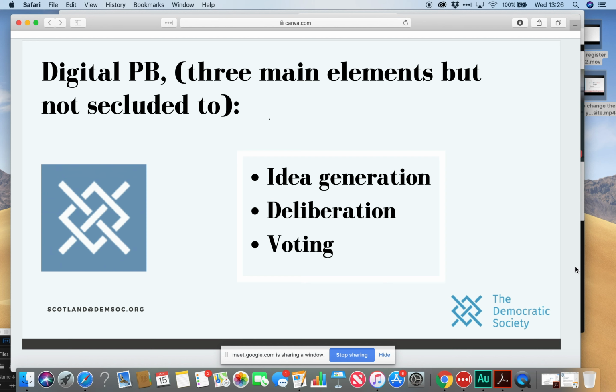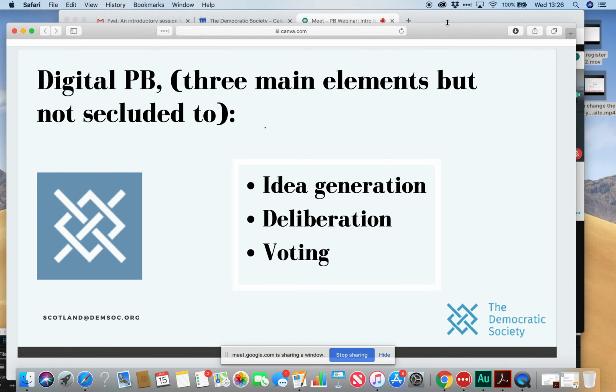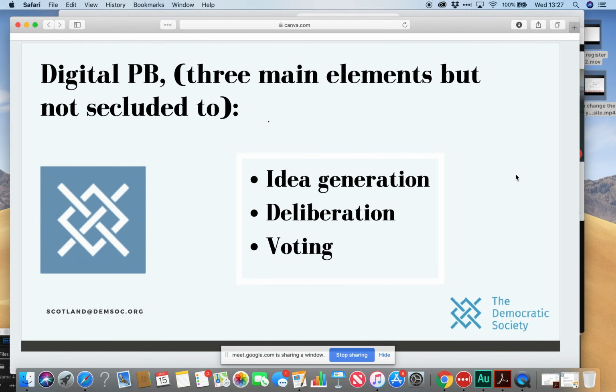So for example, are you doing your process thematically? So you're asking for ideas around a particular theme. That could be anything from how money should be spent in the local area on activities for young people, to improvements that could be made to the natural or built environment, or anything else that you can think of thematically.